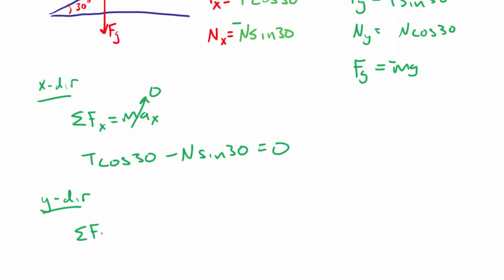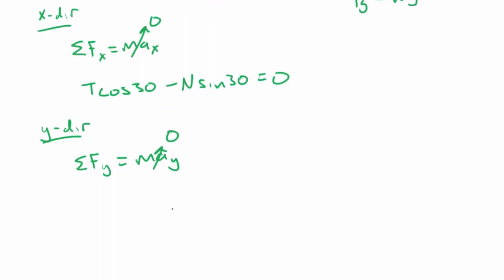All right, in the y direction, we write down the sum of the forces in the y direction is equal to mass times acceleration in the y direction. We're not accelerating, so that guy is 0. Again, I've already written down all the equations that I need, so I'm just going to rewrite them. T times the sine of 30 plus n times the cosine of 30 minus mass times gravity is equal to 0. All right, so I'm just applying Newton's second law in one direction.